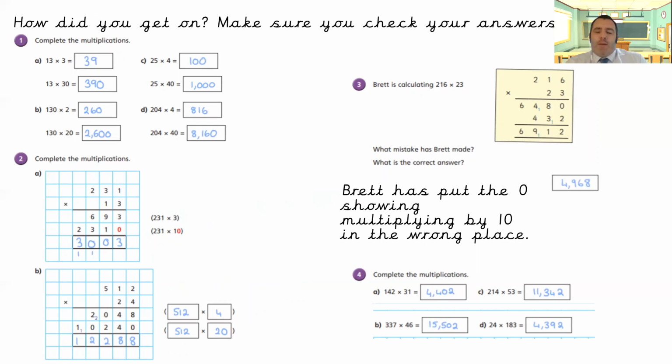Brett has made a mistake. He's put the 0, showing that he's multiplying by 10, in the wrong place. He's put it in the ones calculation and not in the tens calculation. So everything is out by one place value throughout this calculation. Have you managed to solve it properly? If you have, you should have the answer of 4,968.